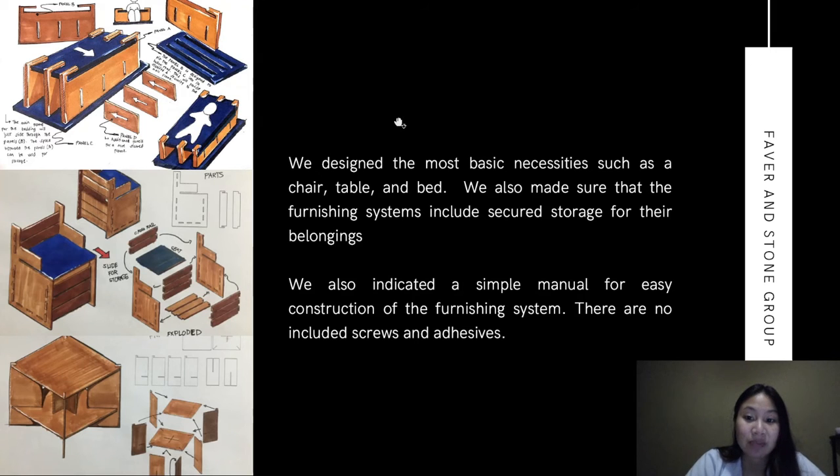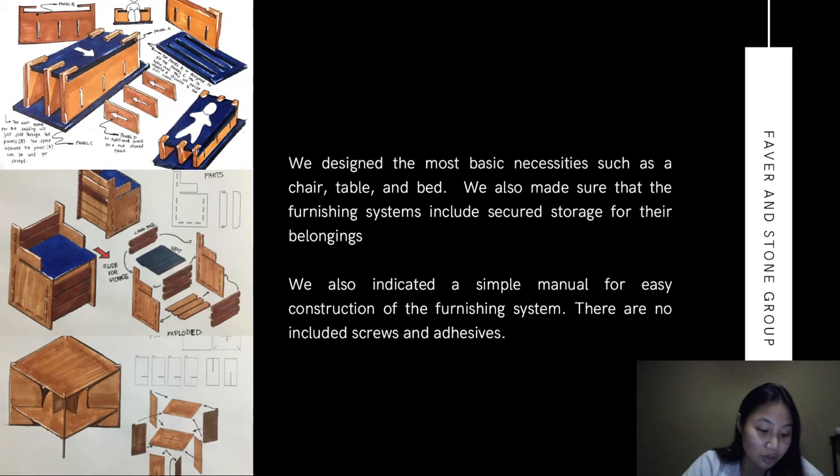We designed the most basic necessities such as table, chair, and bed. We also made sure that the furnishing systems include secured storage for their belongings. This space right here is made for storage for the things that a user can put on. The storage in the chair is located underneath this board where they can securely keep their private things. This board also provides storage from the top part. We also included a simple manual for easy construction of the furnishing system.